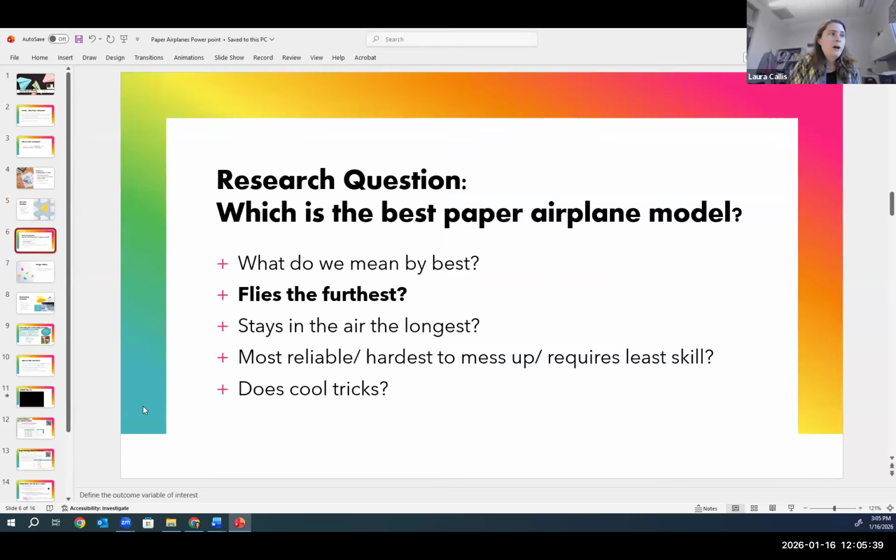And some kids, or students, will even say, oh, it does cool tricks, like a loop-de-loop or something. So that would be a qualitative outcome variable, maybe. I agree that those are all interesting variables that we could study. Today we're going to be looking at which paper airplane flies the furthest, the length of the distance. But we could do other investigations too.